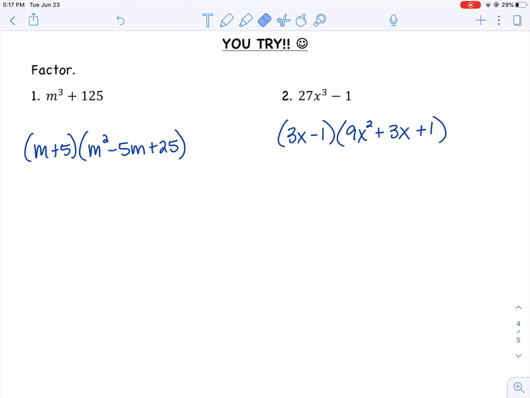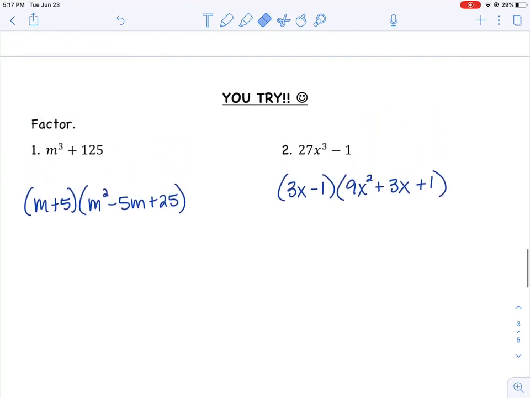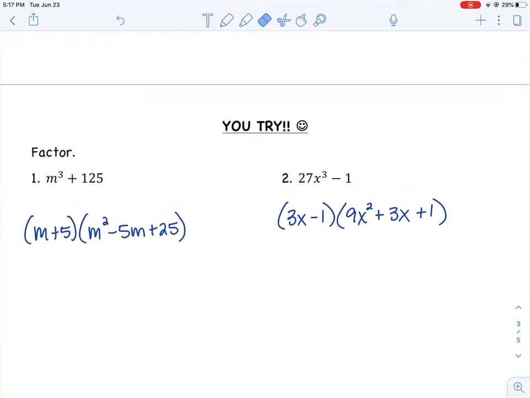All right, hopefully you're getting a hang of sum and difference of cubes. We've learned a lot of different factoring strategies, and the next couple of sections are going to be all jumbled up, so it's really important that you get a hang of each one individually, so that when it's all jumbled up, you have a good solid foundation of all the different factoring techniques. All right, keep working hard.